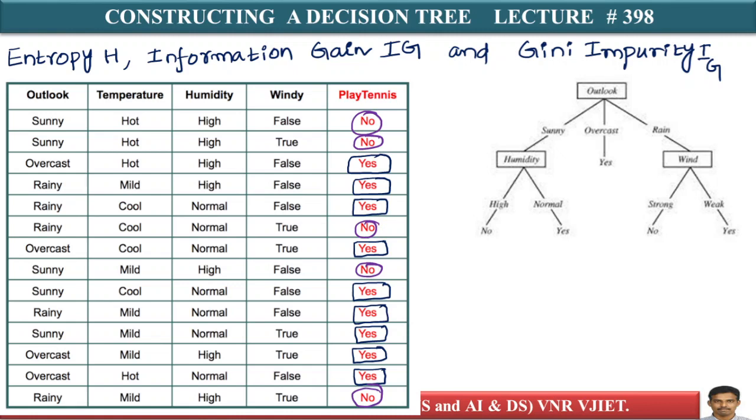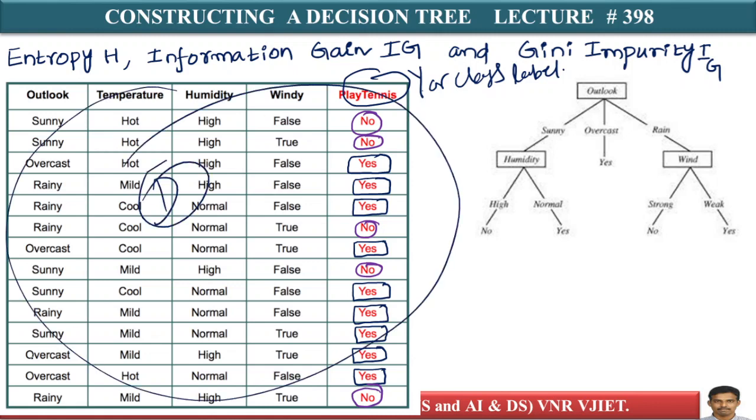So, entropy with respect to my data set capital D for a random variable Y, which is my class label. What is my class label here? My class label is play tennis. This is random variable Y. This is also known as the class label. Now, this is entropy with respect to my data set capital D. This entire thing is the data set.